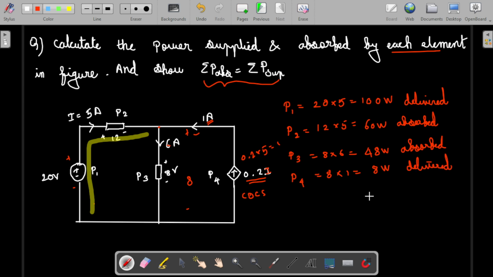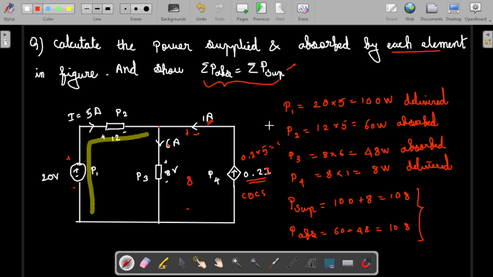Now we have to calculate the power supplied as well as the power absorbed. The power supplied means the delivered case, which will be 100 plus 8, equal to 108. Let me take the reverse case: the power absorbed is 60 plus 48, that is also 108. So we have proven that this circuit follows the law of conservation. The power absorbed and power supplied are the same. So we have proven the question.